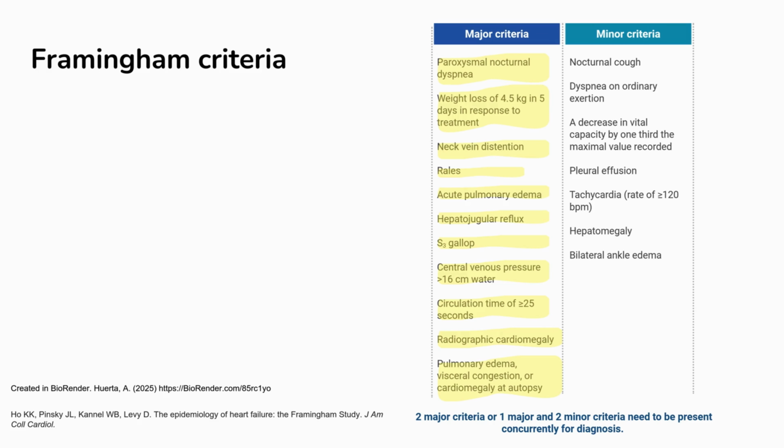or cardiomegaly at autopsy. In the minor criteria, we can find nocturnal cough, dyspnea on ordinary exertion, a decrease in vital capacity by 1/3 the maximal value recorded, pleural effusion, tachycardia, hepatomegaly, and bilateral ankle edema.